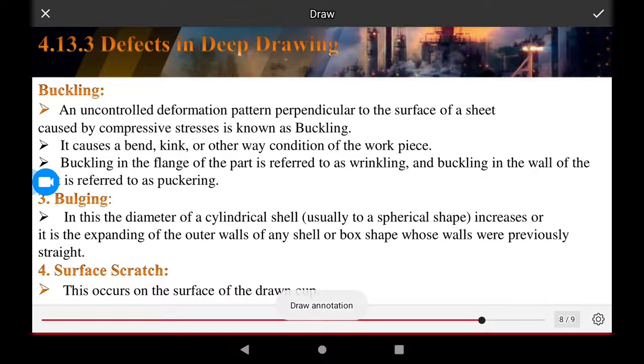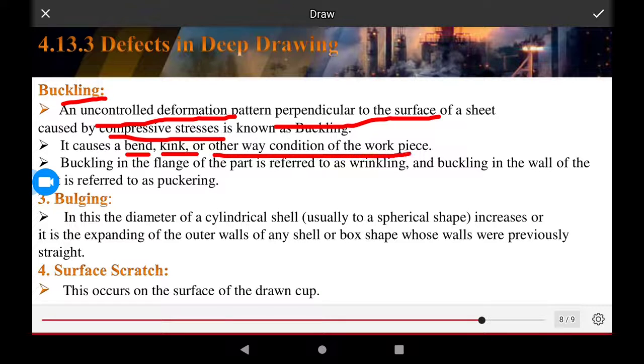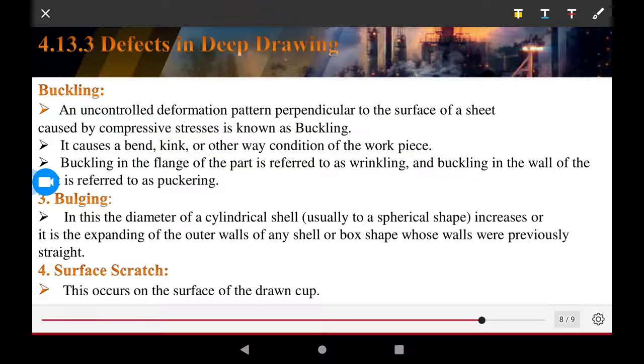In deep drawing, there are defects such as blanking defects, which are uncontrolled deformation of the pattern perpendicular to the surface. The cause of compressive stress is known as buckling. Buckling in the flank of the part is a defect, and buckling in the wall refers to the punching.